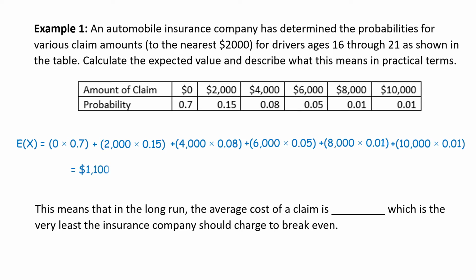The result is $1,100. What does this mean? This means that in the long run, the average cost of a claim is $1,100. This is the least the insurance company should charge to break even.